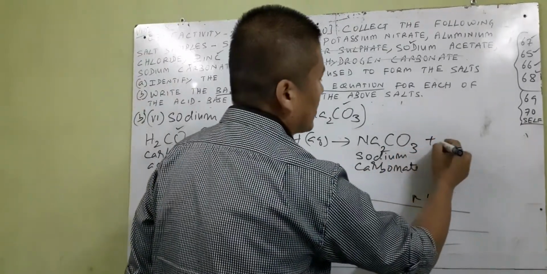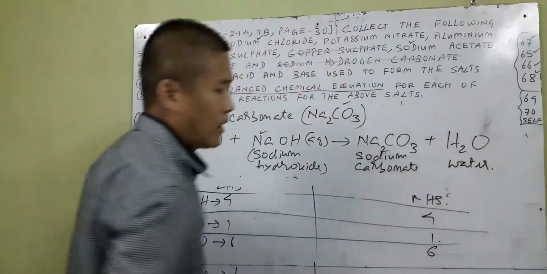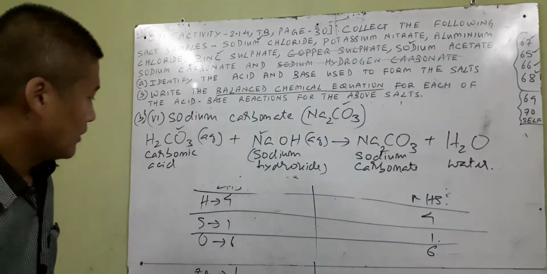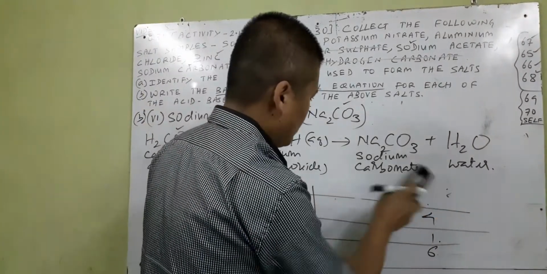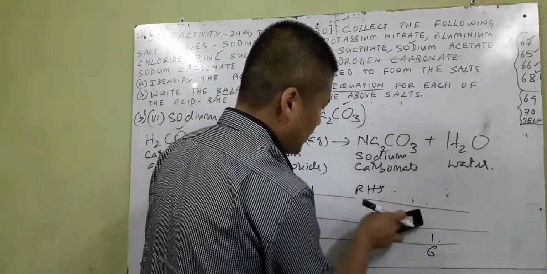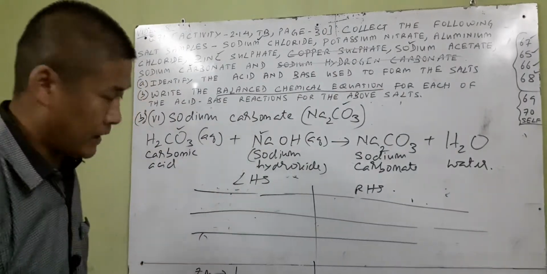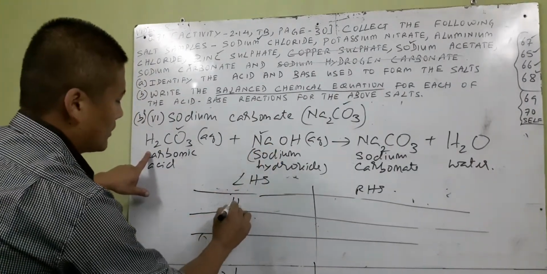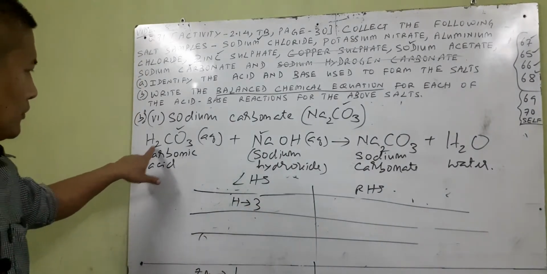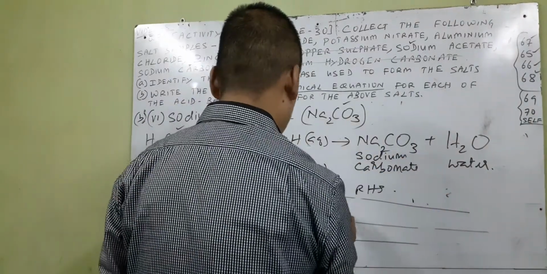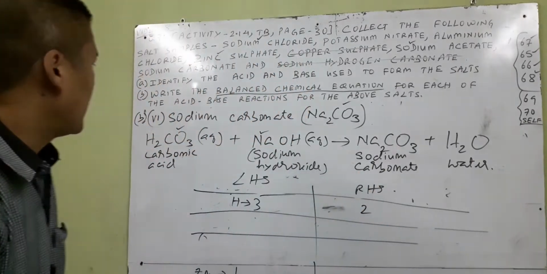Then the other product, without thinking, you just write water, because most acid-base reactions give water as the byproduct. Now the main job is to balance. So let us balance. You can use the same table like this, left hand side and right hand side, if this helps you. Now this is the previous equation, so let us rub it out. Take the first atom: H is 2 here and 1 here, so H is 3 on the left side. Here H on the right hand side is 2. So it's not balanced at all.